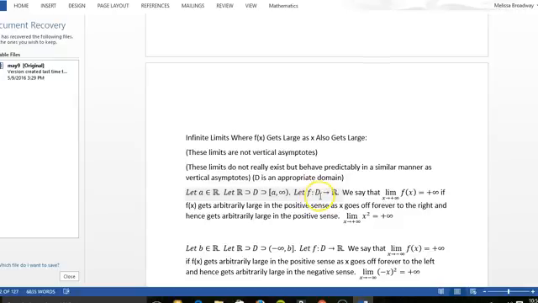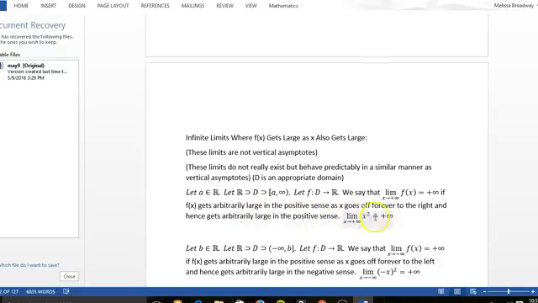Let f be a function from D to R. We say that the limit as x goes to plus infinity of f of x equals plus infinity if f of x gets arbitrarily large in the positive sense as x goes off forever to the right, and hence gets arbitrarily large in the positive sense itself.